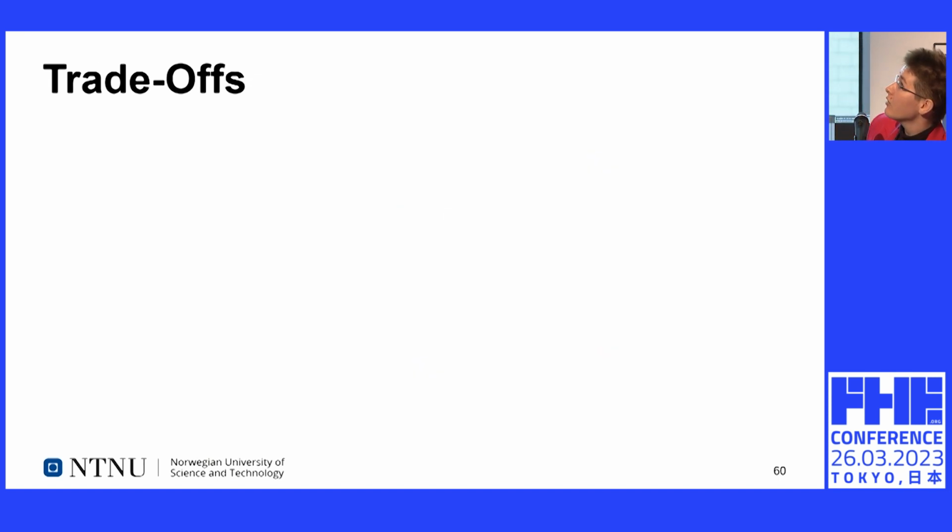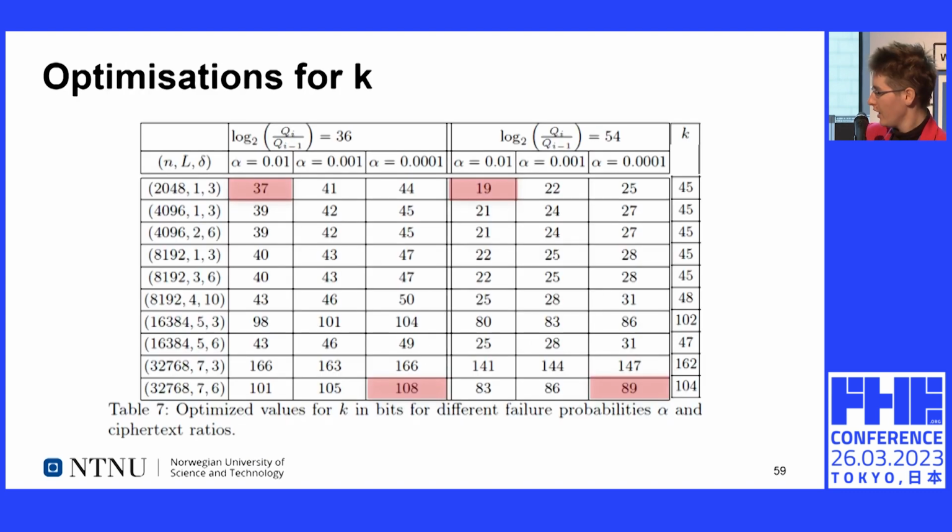And here we see again, for a failure probability of 1% and a ciphertext moduli ratio of 54 bits, we can obtain an optimization of 25 bits for k.